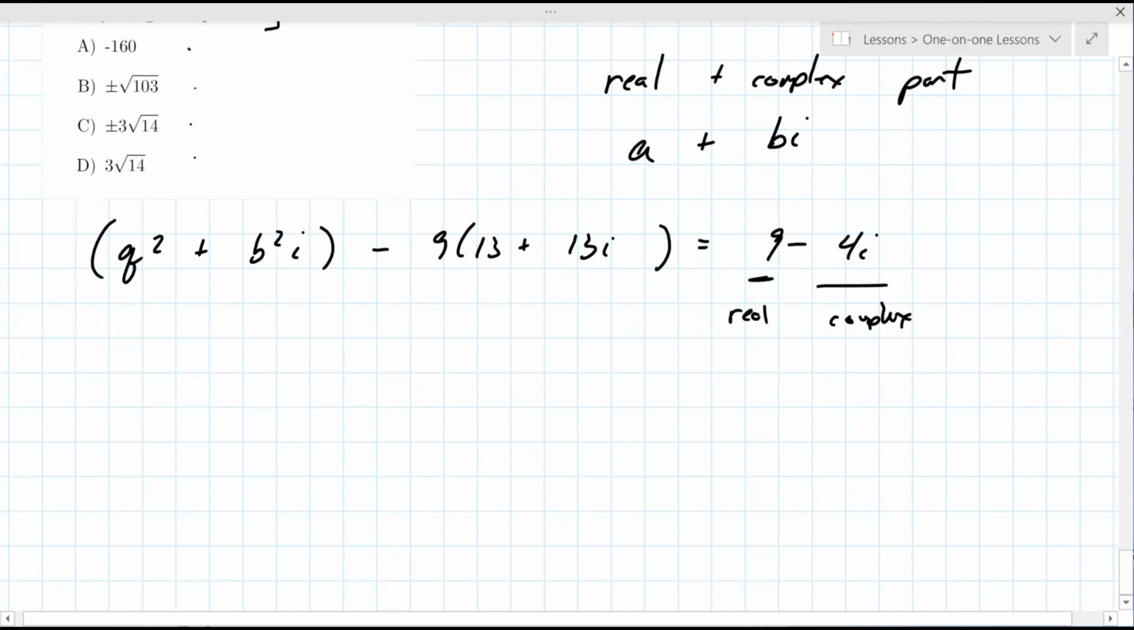Okay, and if that still doesn't make any sense, let me just work through a few steps here. So q squared plus b squared i is in parentheses, but there's nothing holding it, so we're going to drop those. Here on the right, you're going to distribute this -9 to both terms. So that's minus 9 times 10 is 90, 9 times 3 is 27, so it's minus 117, minus 117i.